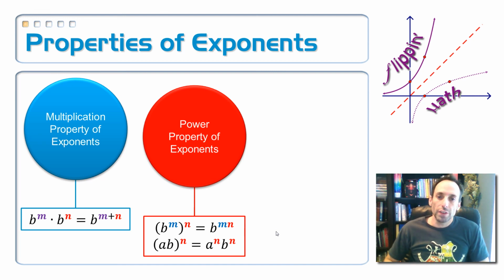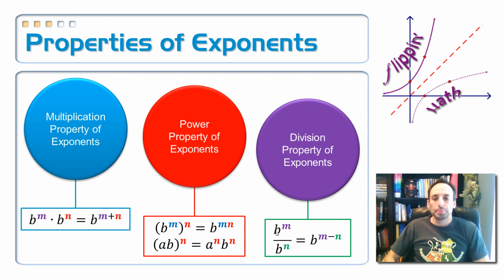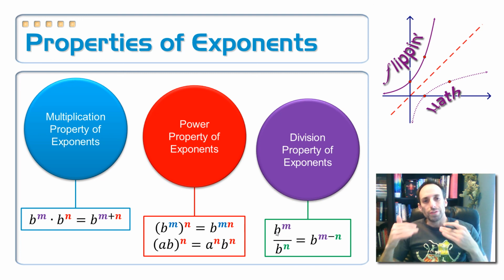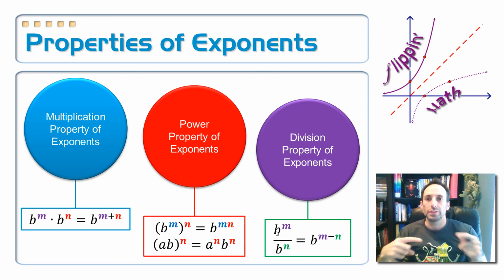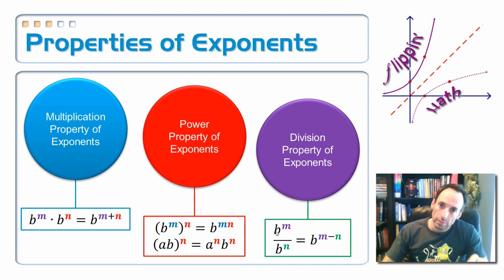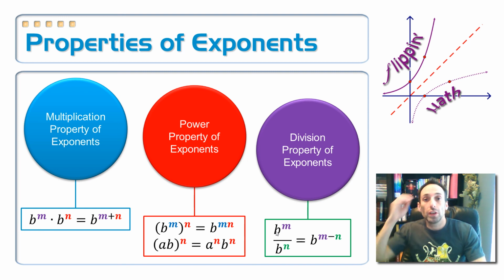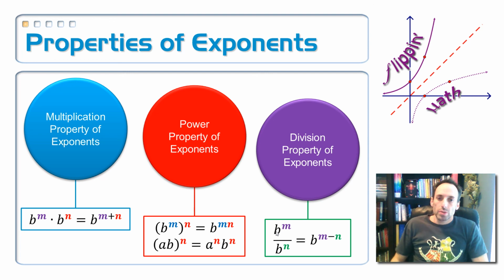And then finally, the division property of exponents. Whenever you divide with like bases, you keep the base the same and then subtract the exponents. So b to the m divided by b to the n means b to the m minus n. Okay? Alright, so in the next video we will practice using some of those properties of exponents in some exercises.